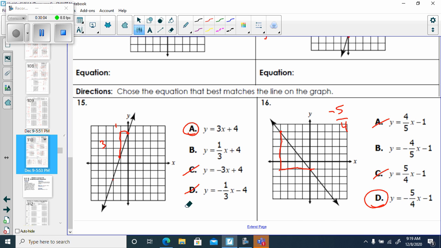There's my correct equation. Okay, guys, I think that covers everything that we've got in this particular lesson. We will continue this with the next lesson, but this covers writing linear equations from their graphs and graphing linear equations from their slope-intercept forms of the equations.